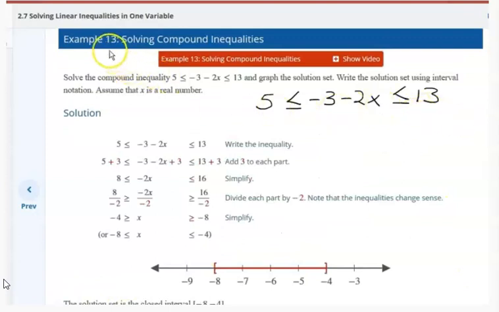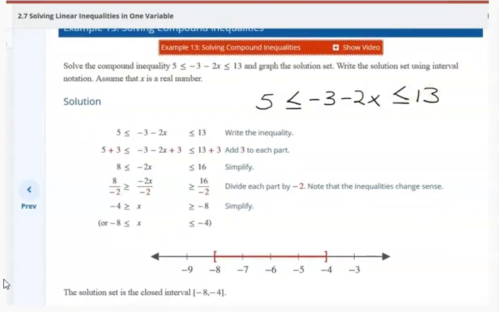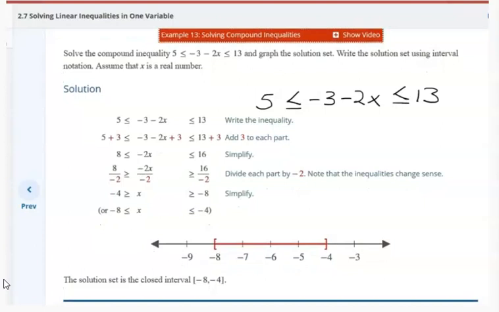And for our last example, example 13, we'll move that up a little bit here so you can see the full work. Now, this is a little different because you'll notice that in the middle here, our x value is negative. So we're going to solve it in a similar way. We're going to get rid of this negative 3 by adding 3 there, adding 3 there, adding 3 there. So we get now 8 is less than or equal to a negative 2x is less than or equal to 16.